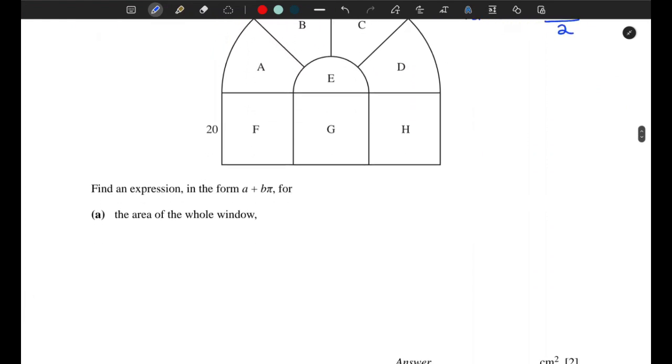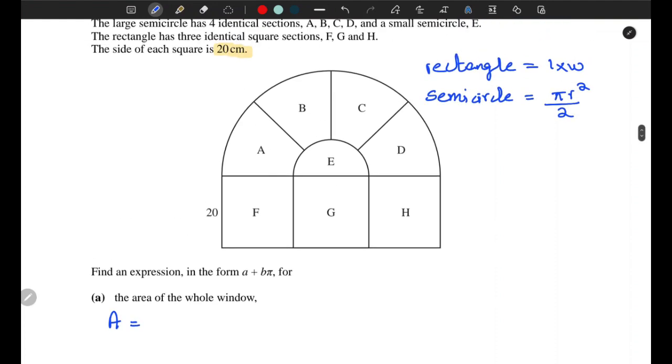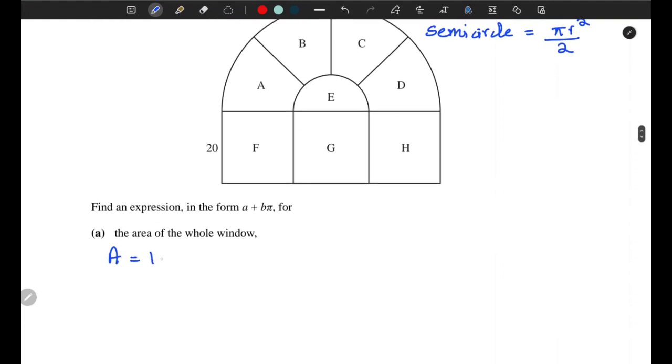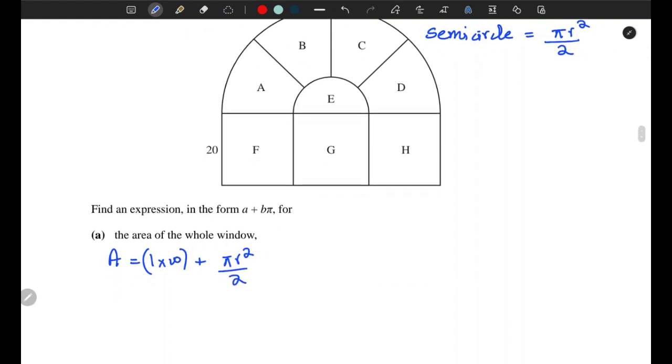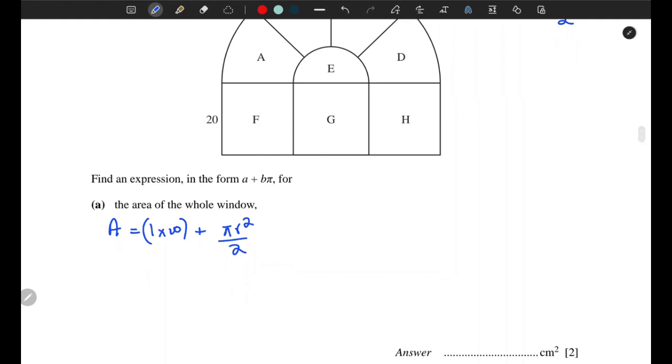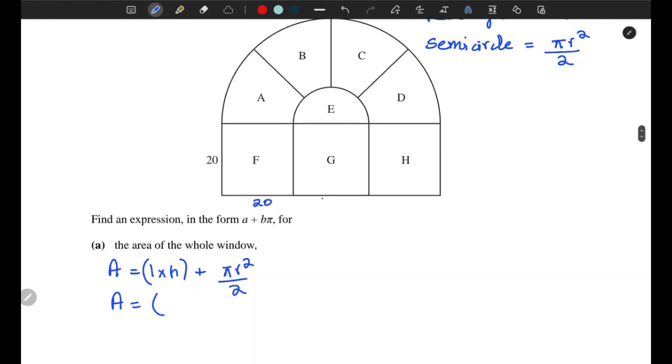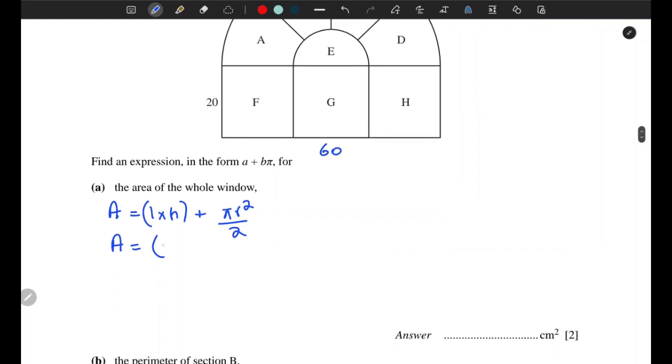So we can just write the entire expression as A is equal to length into width of the rectangle plus pi r square over 2. ठीक है. And so हमें एक्चुअली यहाँ to make this easy, ये width की बजाय length into height होगा. ठीक है. So length, we can say that because ये 3 square sections हैं, we can say this is also 20, this is also 20, this is also 20. So the length in total is 60. So this is 60 into the height, which is 20 plus pi.